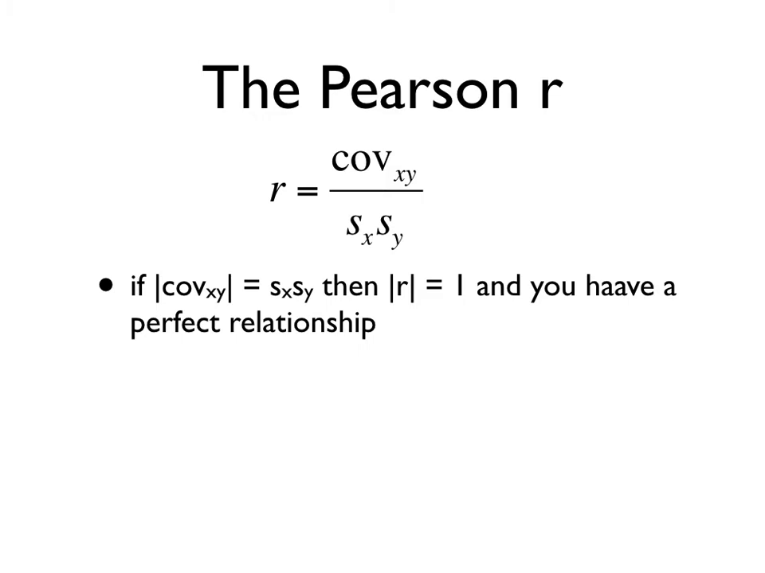It'll be a perfect relationship. So your height in inches and your height in centimeters is going to be a straight line. The covariance and the multiplication of the standard deviations of the two is going to be the same. It's going to be 1. So how much they covary, if it's the same as how much the two variances multiply together, that means they're both measuring exactly the same thing.